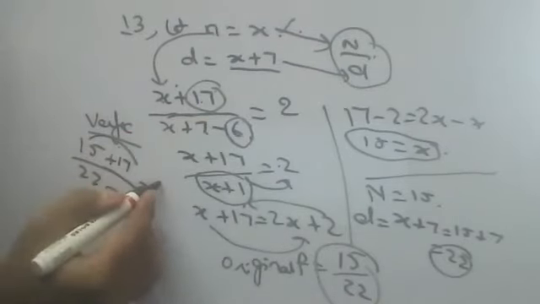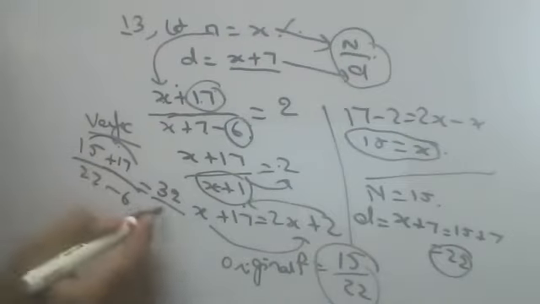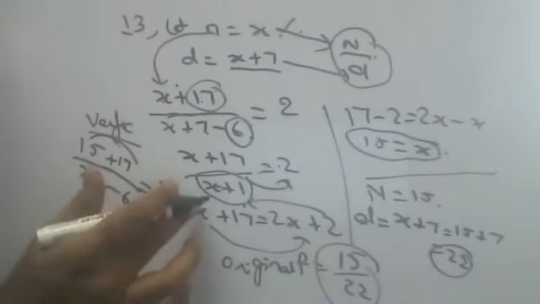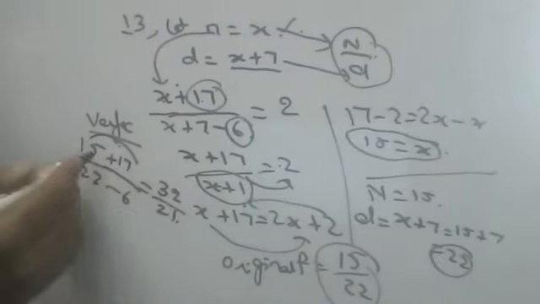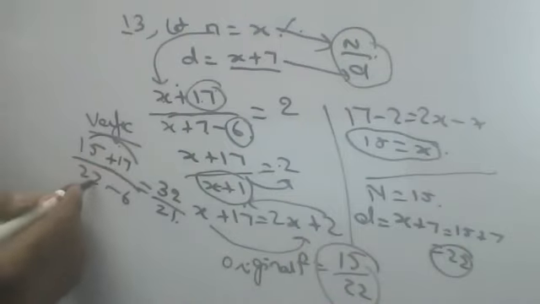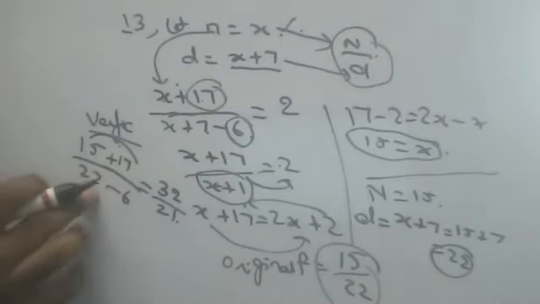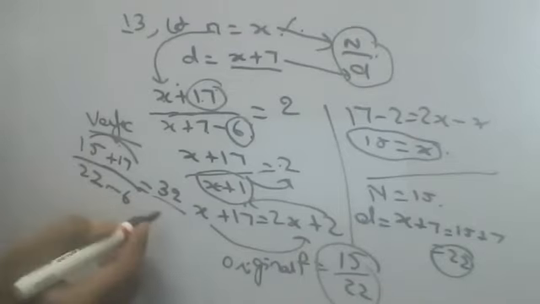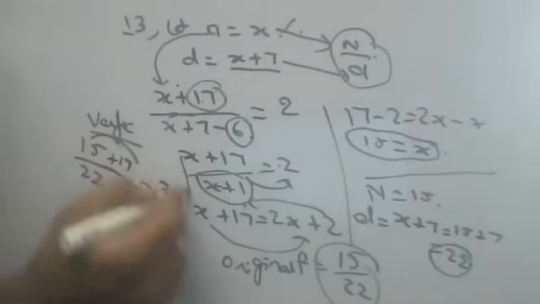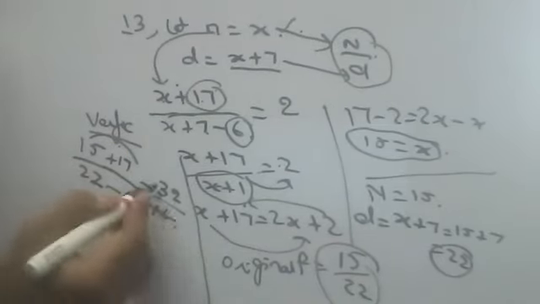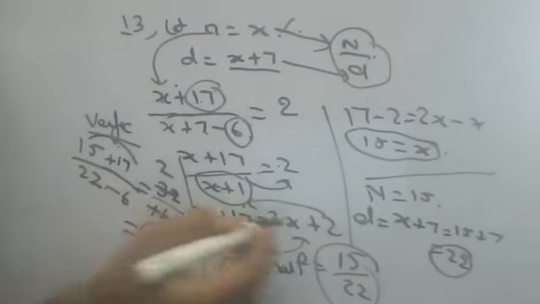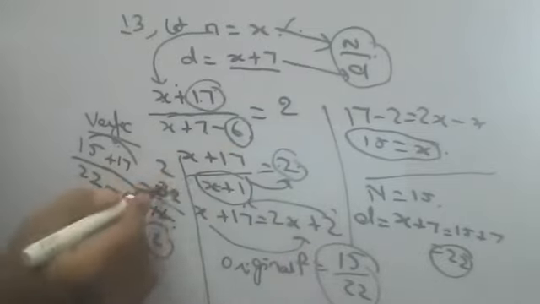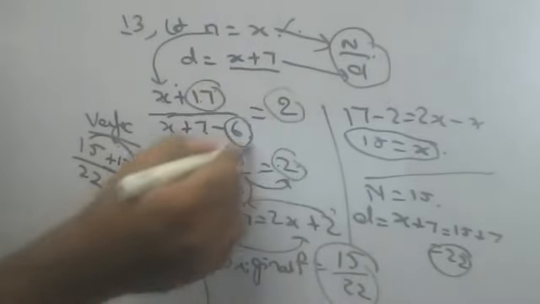15 plus 17, how much did you get? 32. 22 minus 6, how much did you get? Children, how much is 22 minus 6? 16. 16 twos are 32. We got 32 by 16. That is what he said, 2.